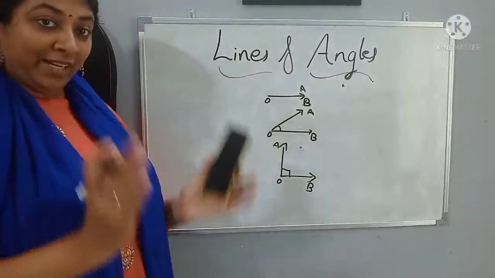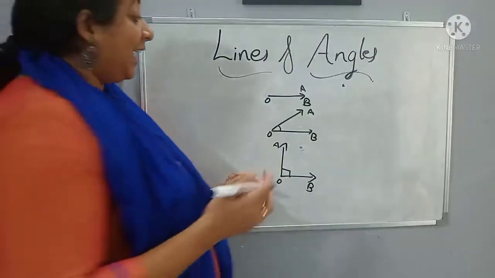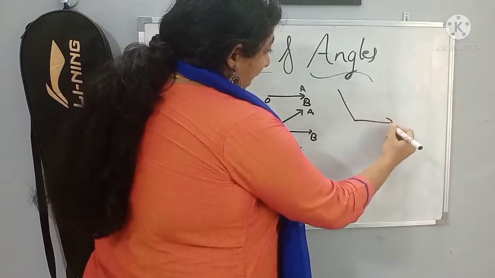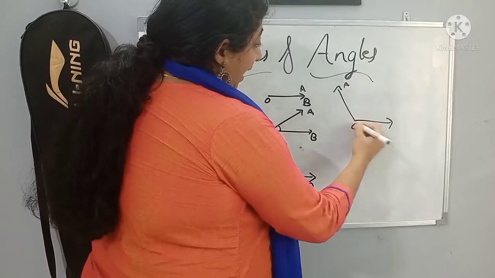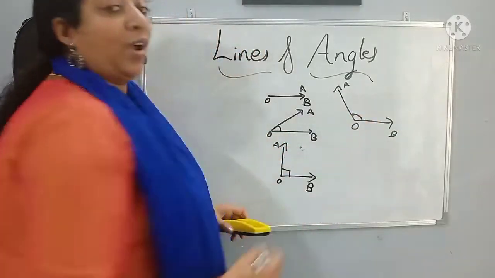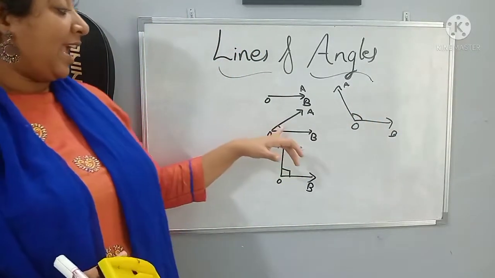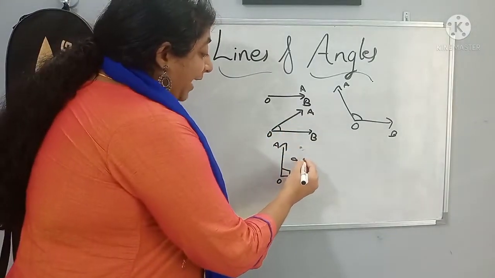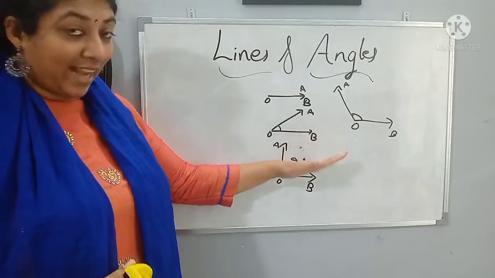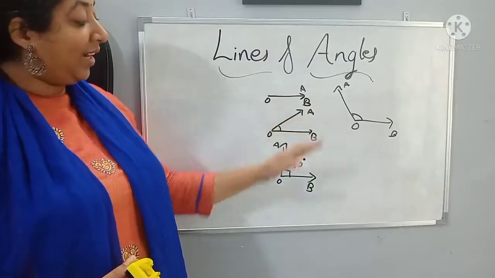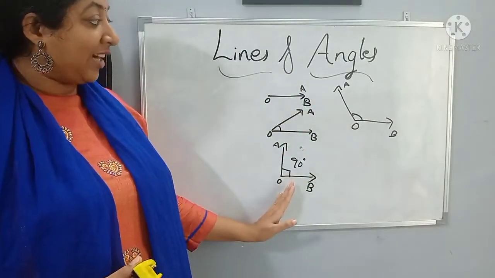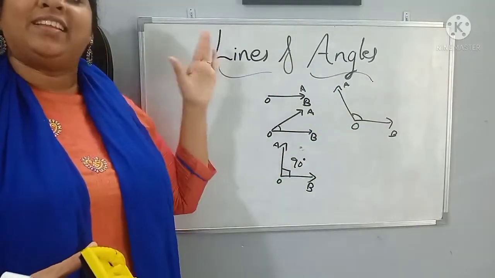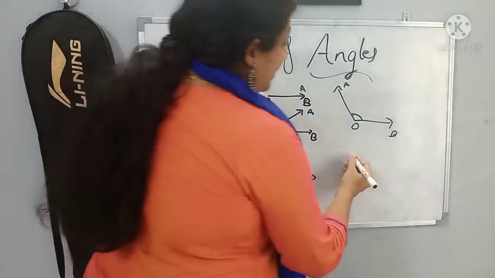Now again I am increasing the angle a little bit. So what will that be? That is an obtuse angle, angle AOB. The acute angle is less than 90 degrees. A right angle is always 90 degrees. And this is an obtuse angle, which is more than 90 degrees. Now coming to the next one.